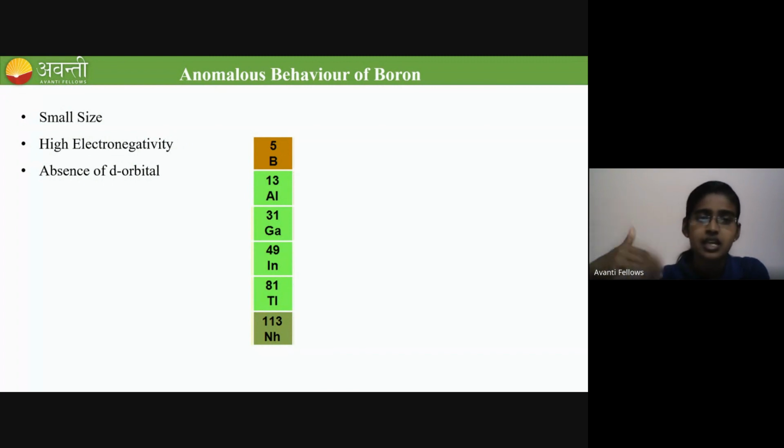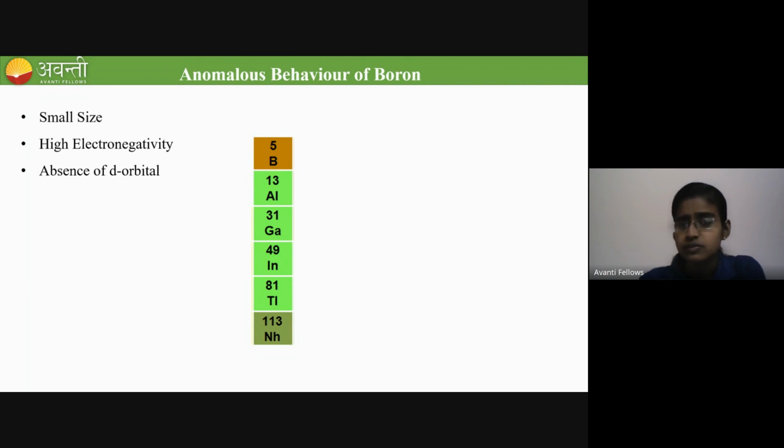Whereas other elements of group 13, from aluminium to thallium, mostly form ionic compounds. But because of its small size, boron is able to form strong covalent bonds with other elements. Because of the high electronegativity, when size increases on moving down the group, electronegativity decreases, right? So boron is the highest electronegative element in its group. That is the second reason. And the third reason is the absence of d orbitals. Boron belongs to the second period, which means it has only s orbitals and p orbitals.